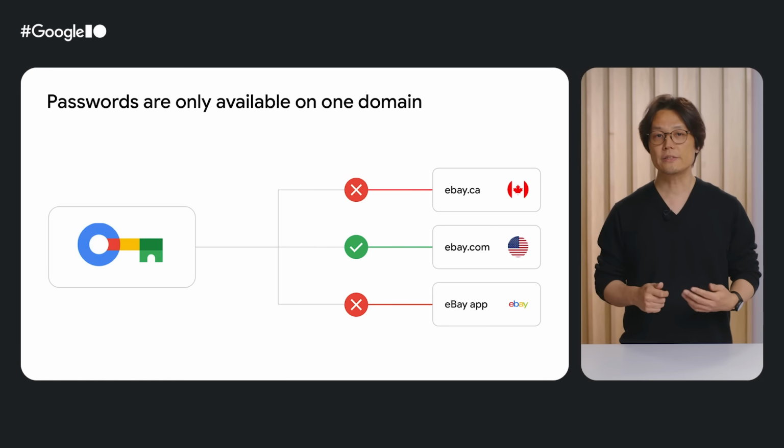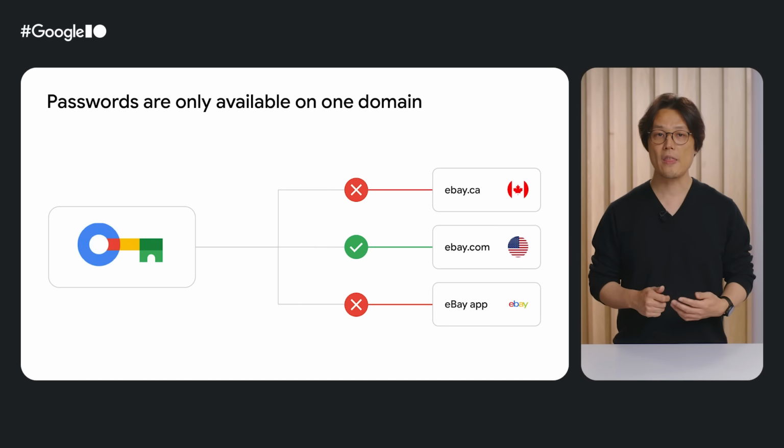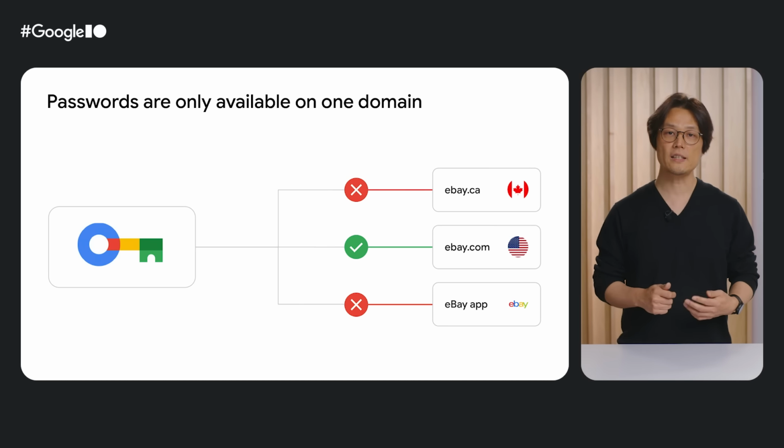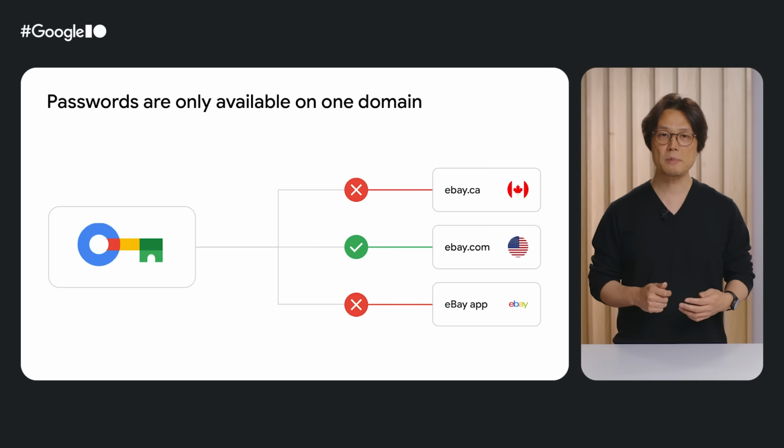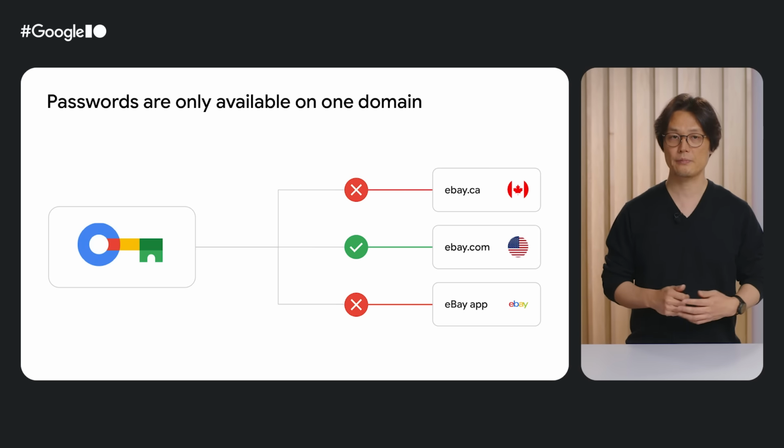There's one more thing you can do to improve security and the user experience when using a password manager. You should set up seamless credential sharing. Let's look at an example. eBay serves an international audience. They use country-specific domains like ebay.com and ebay.ca and an app sharing a common account system.